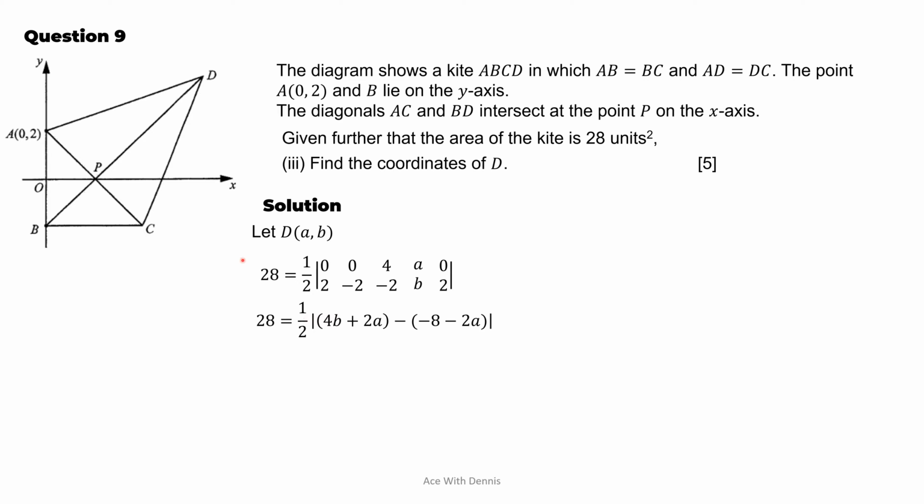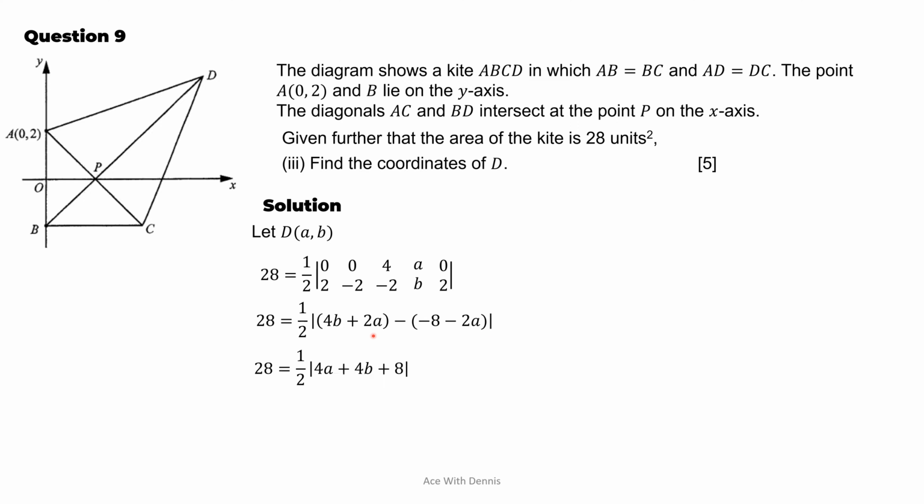So the next step is, okay, we can multiply the numbers diagonally. 0 times -2 is 0, 0 times -2 is 0. 4 times b will be 4b. a times 2 will be 2a. Okay, minus then the opposite direction, right? The diagonals here. 2 times 0 is 0. -2 times 4 you get -8. -2 times a we get -2a. b times 0 is 0. So we ignore those zero values.